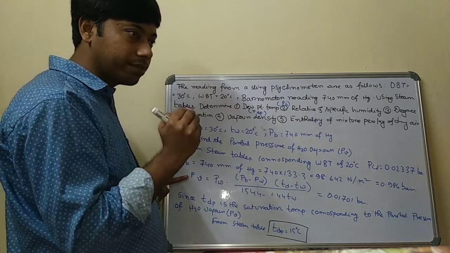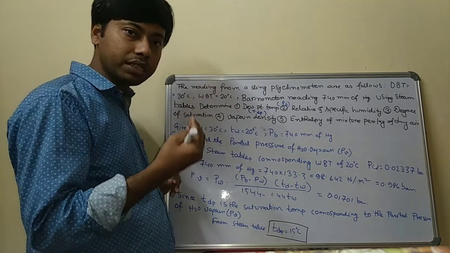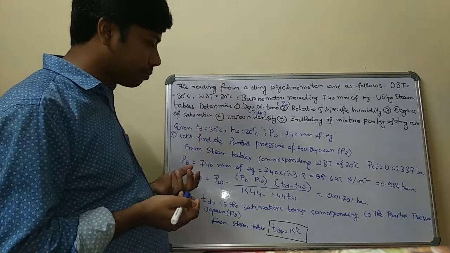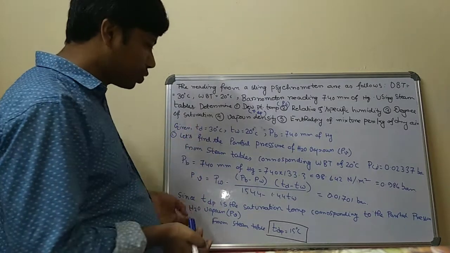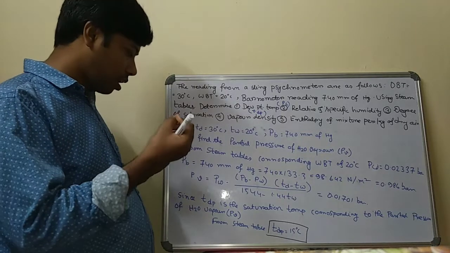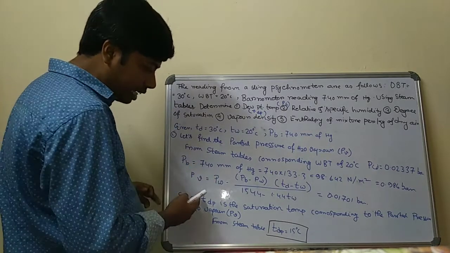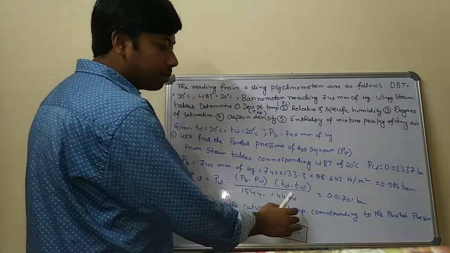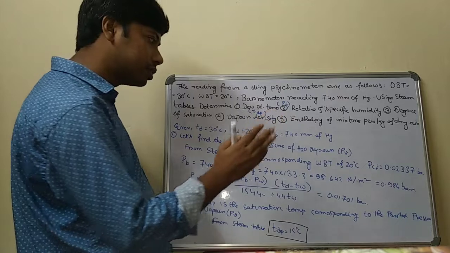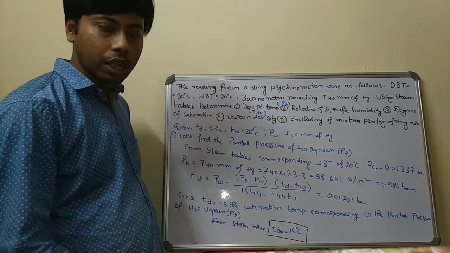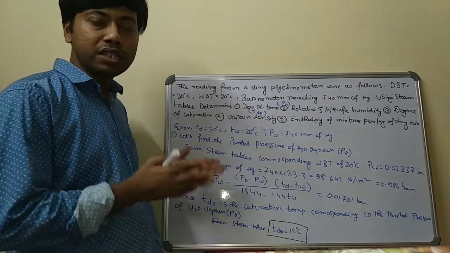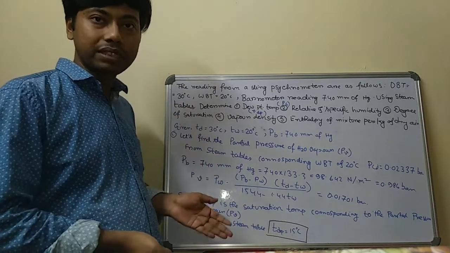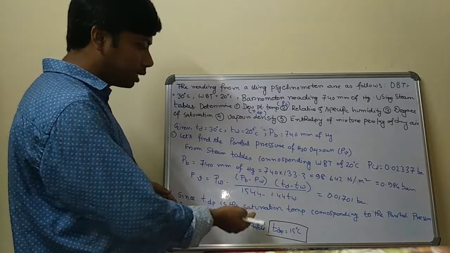The dew point temperature is the saturation temperature corresponding to the partial pressure of water vapor. So TDP is the saturation temperature corresponding to the partial pressure of water vapor. If you know the value of PV, the partial vapor pressure, then from the steam table temperature scale you can easily get the dew point temperature.